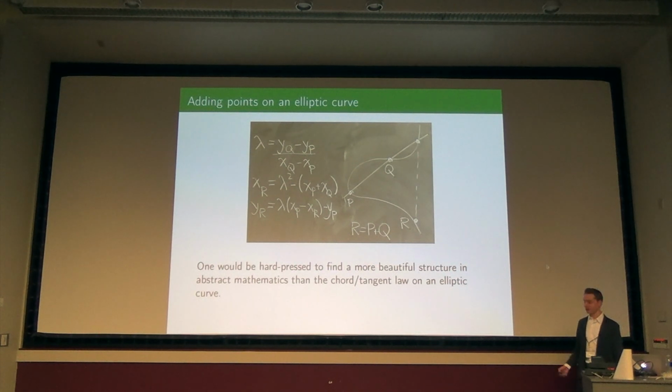So how do you find this expression? You're given 2 points, P and Q. I have to write down the slope of the line between those 2 points. So this is rise over run. Then I need to compute the third point of intersection. And what I do is I take this and I reflect it into the axis. And this tells me that R is equal to P plus Q.